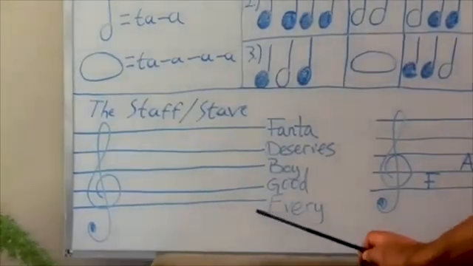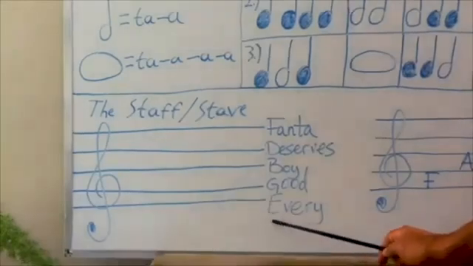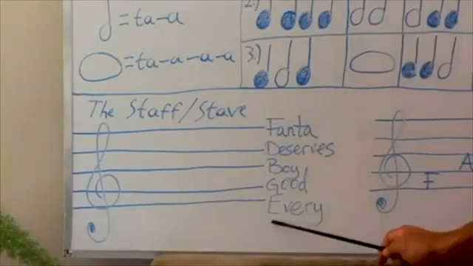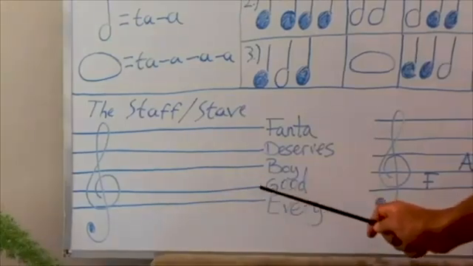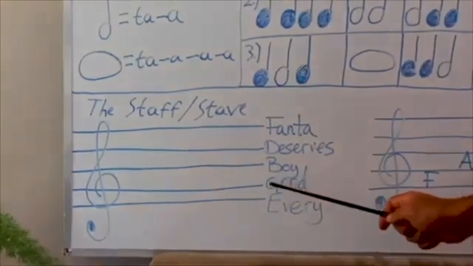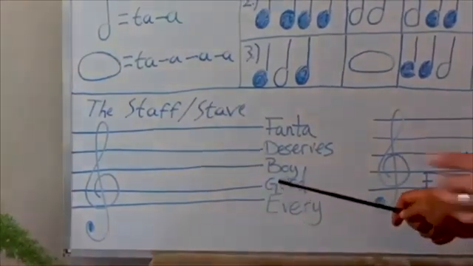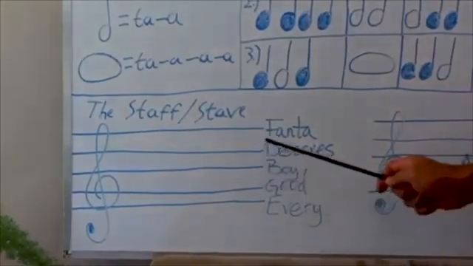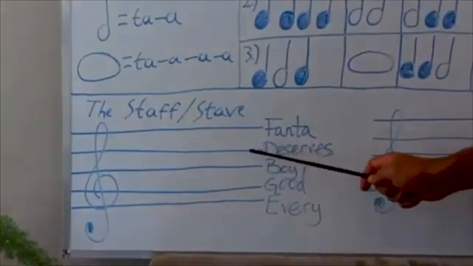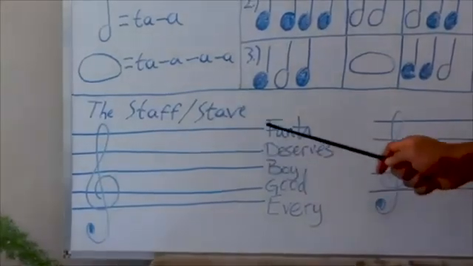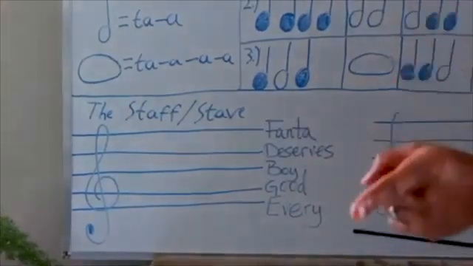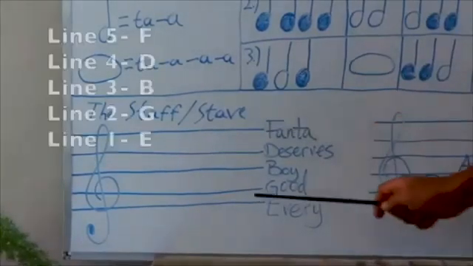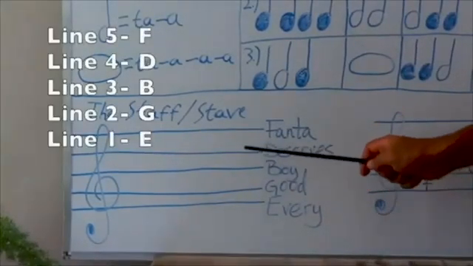So line 1 will get E, because the first line gets every, and the first letter of every is E. Line number 2 has good as its word, so it's going to get G, because the first letter of good is G. And boy starts with B, so the middle line is B. Deserves starts with D, so this second top line is D. And Fanta starts with F, so this top line is F. So E, G, B, D, F.